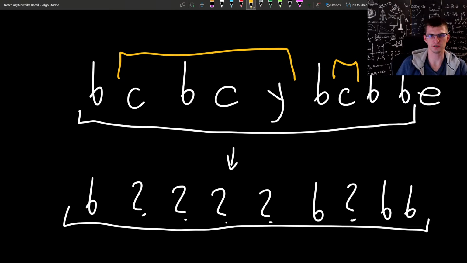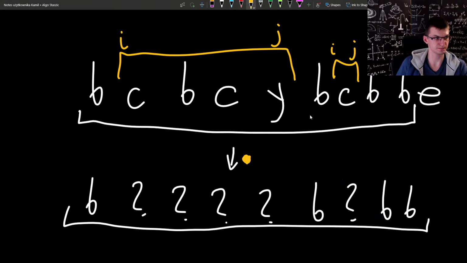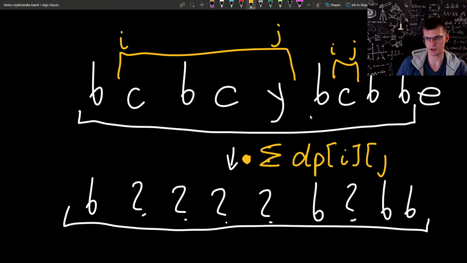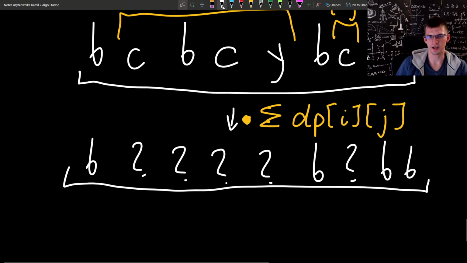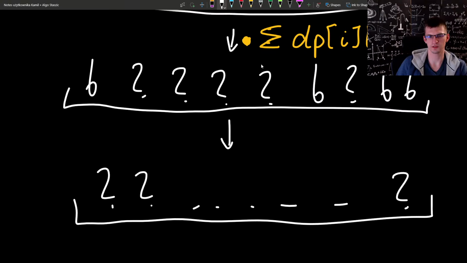The number of operations, so this thing right here, is the sum over dp[i][j] over yellow intervals. Because CBCY I need to change to question marks, and C I need to change to question mark. This is the sum over dp[i][j] over yellow guys. And I need one more operation to be done with this string. Because now I say we do B's, question mark, and so on, question mark. This is +1.